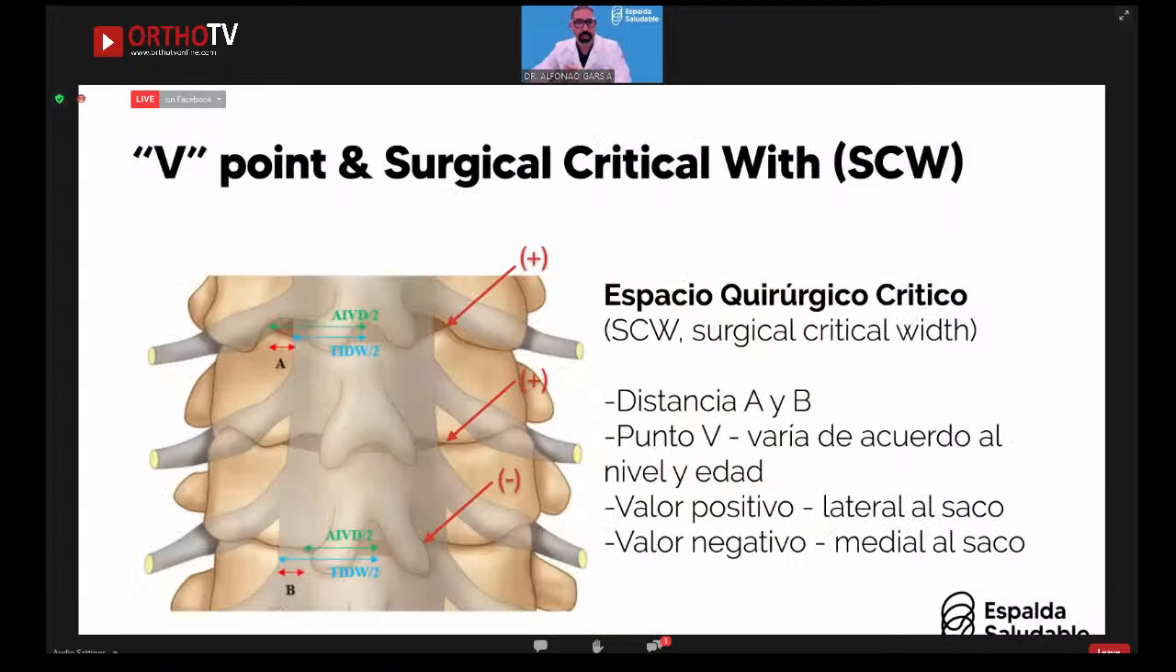One study that I found that explains what to take into account in the surgical planning of a posterior laminoforaminotomy was very recently published.